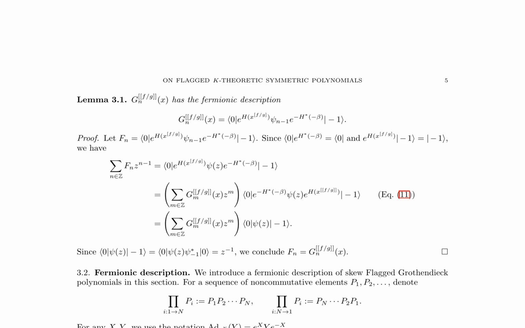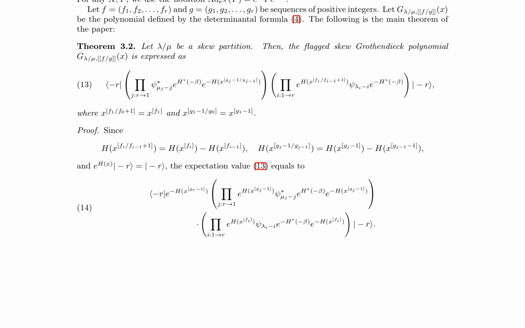The paper introduces a novel approach to describe flagged k-theoretic symmetric polynomials using fermionic expectation values. It begins by establishing a relationship between the flagged Grothendieck polynomial and its fermionic description, as expressed in equation 13. This relationship is crucial for the subsequent analysis. The main theorem of the paper, Theorem 3.2, provides a detailed expression for the flagged skew-Grothendieck polynomial g lambda, micro, f per gram, x, in terms of fermionic expectation values.